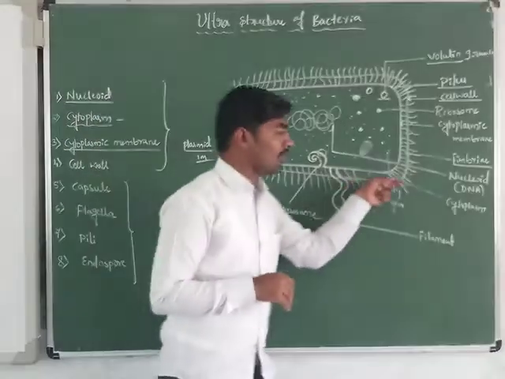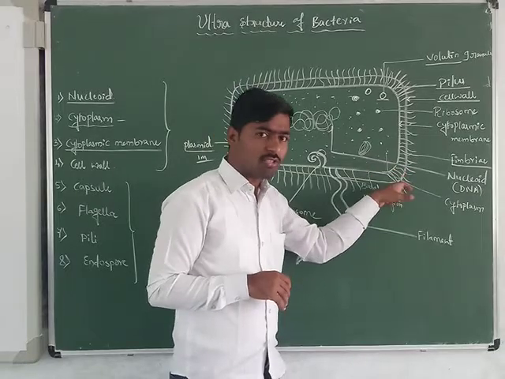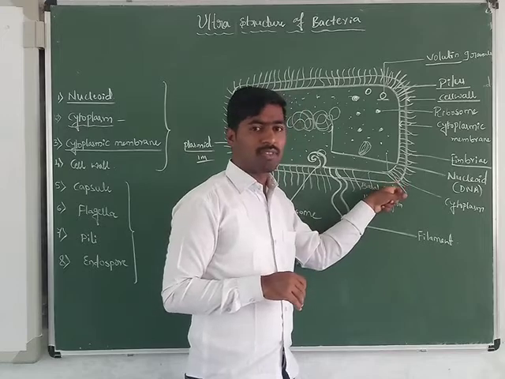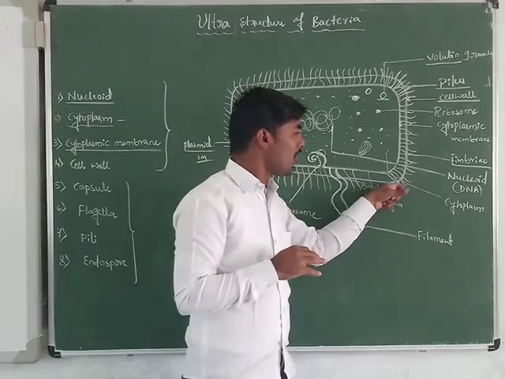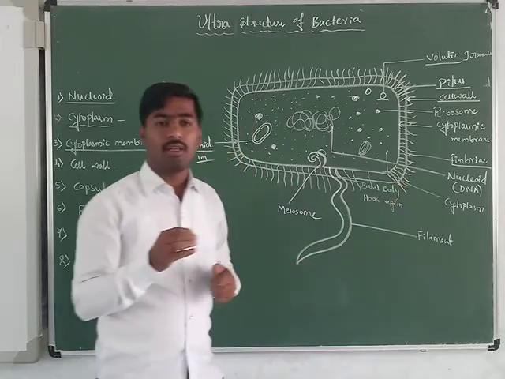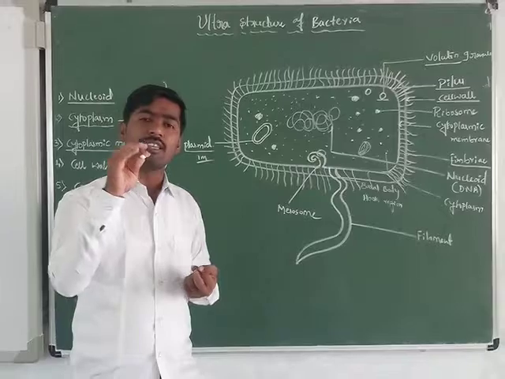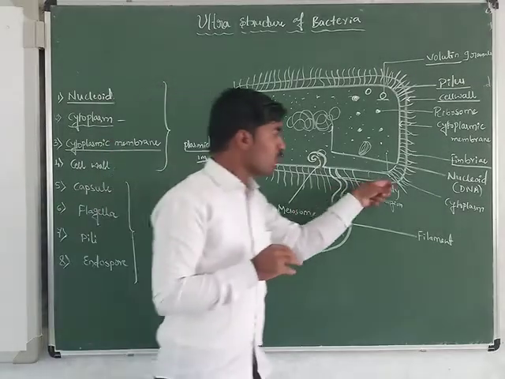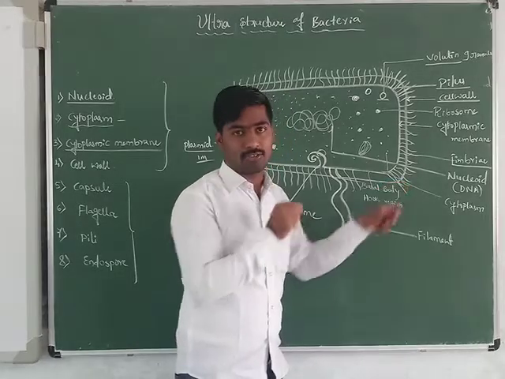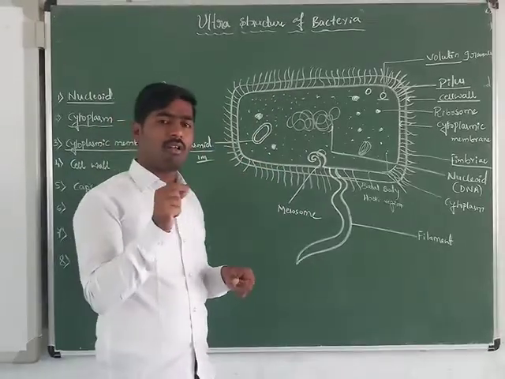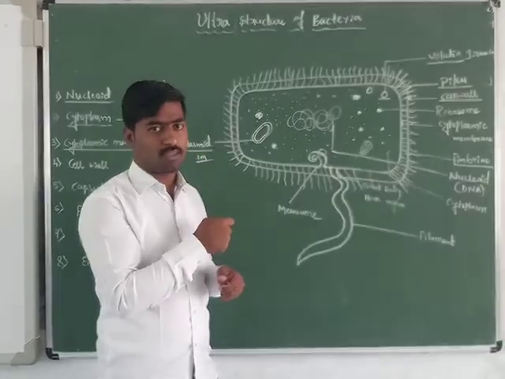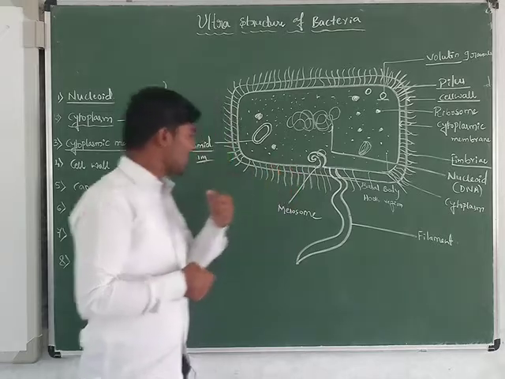The cell wall lies next to the cytoplasmic membrane, and it is rigid and elastic in nature, and 10 to 25 nanometers in thickness. The cell wall composition is different in different species. Is that clear?